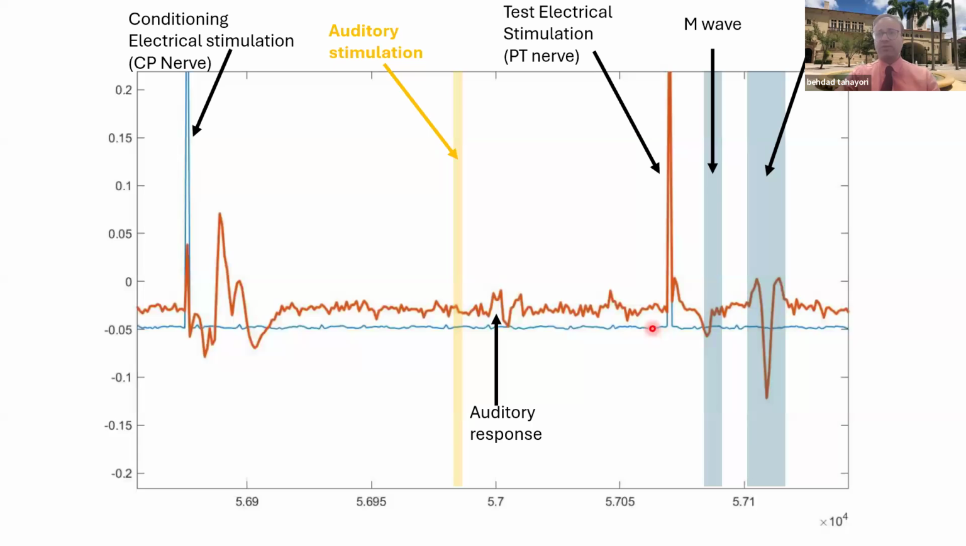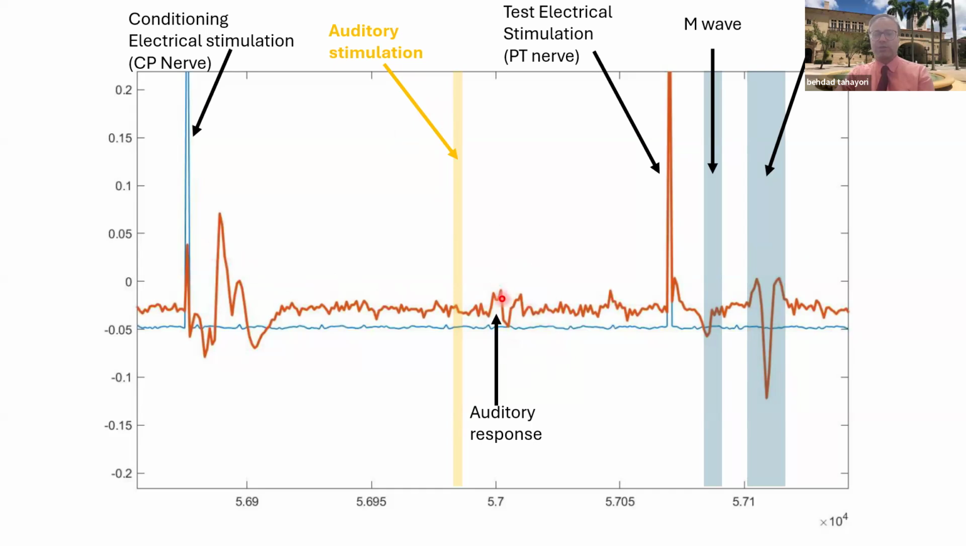This is our auditory stimulation in the middle. And as you can see, the auditory stimulation has released the inhibition in the H-reflex. And again, this is a sample. I will show you in a moment our average results.